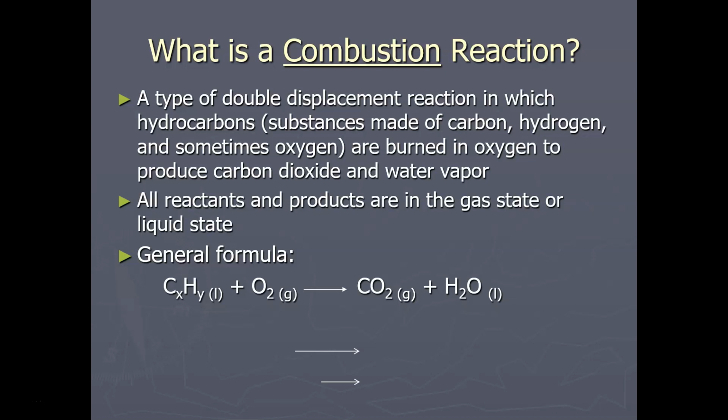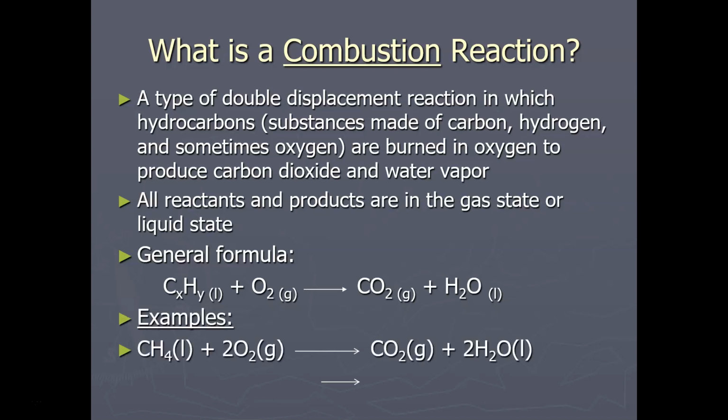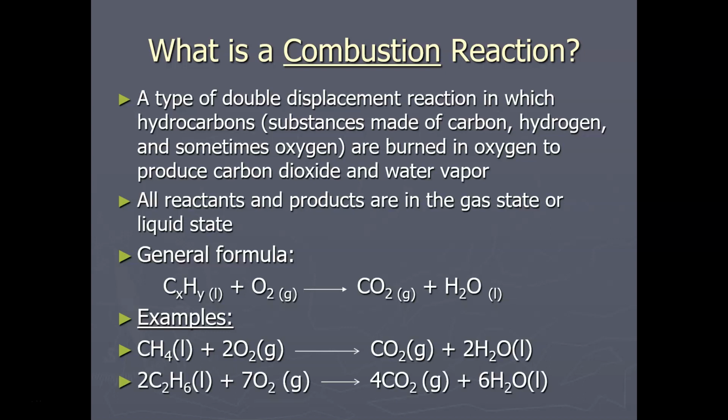So our general formula is CxHy, where x and y will be numbers. That's usually going to be a liquid, plus O2, which is always going to be a gas, producing CO2, which is also going to be a gas, plus H2O, which is always going to be a liquid. Some examples: CH4 liquid plus 2O2 gas producing CO2 gas plus 2H2O liquid. Another example is 2C2H6 liquid plus 7O2 producing 4CO2 plus 6H2O.